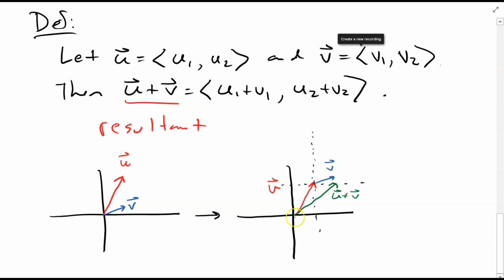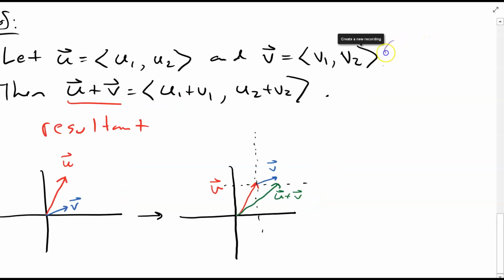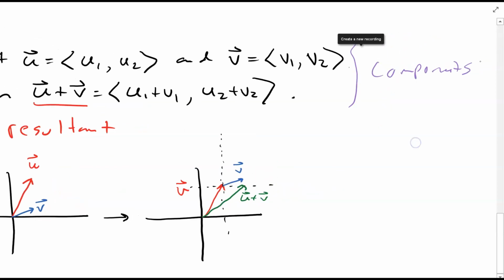So I connected my vector from the origin to the end of this, and that's the resultant vector u plus v. So again, this is how we do vector addition if we have components, or component form. And this is how we do vector addition if we have the vectors as magnitude and directions.